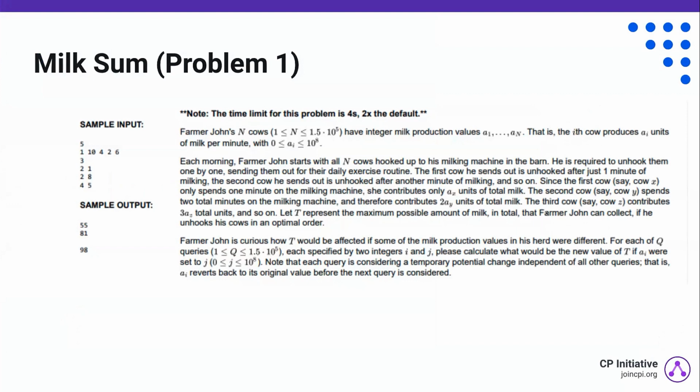All right, so I'll be going over silver problem 1, which is Milk Sum. So in summary, Farmer John has N cows which produce milk at rates A1 to AN, and they're hooked up to a milking machine. Essentially, Farmer John is going to unhook the cows, one per second, and after K seconds, the cow that he unhooks will be producing K times A of I milk. So if he unhooks the first cow, let's say cow X, then that cow is going to contribute A of X units, and so on. So the second cow would contribute 2 times A of Y, and the third cow would contribute 3.